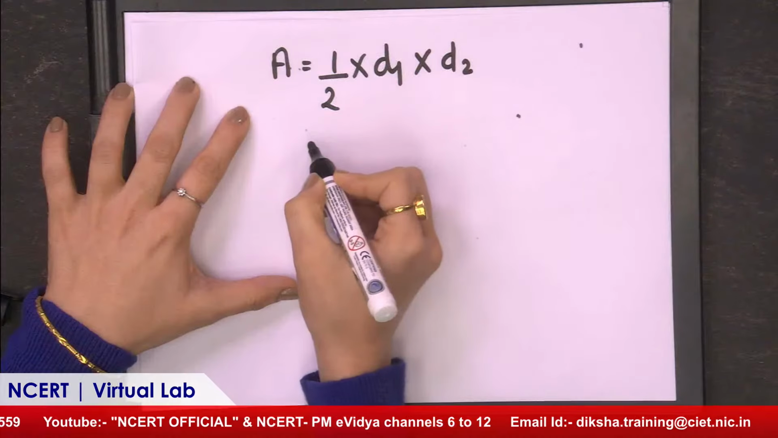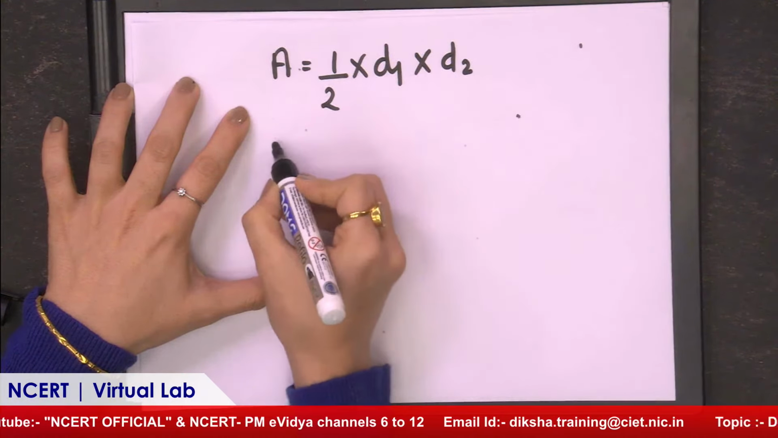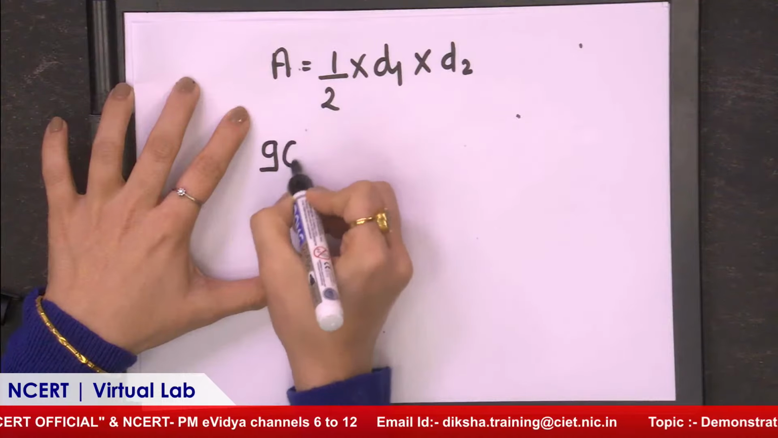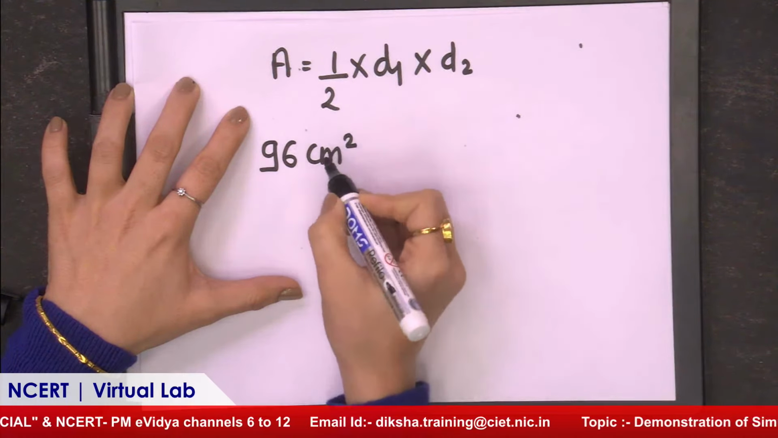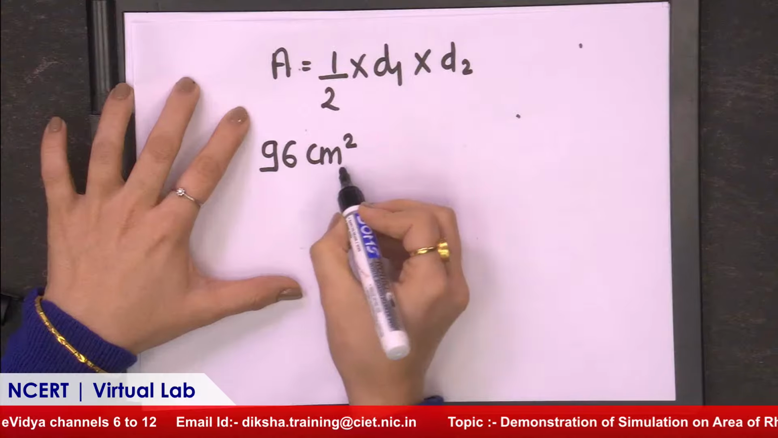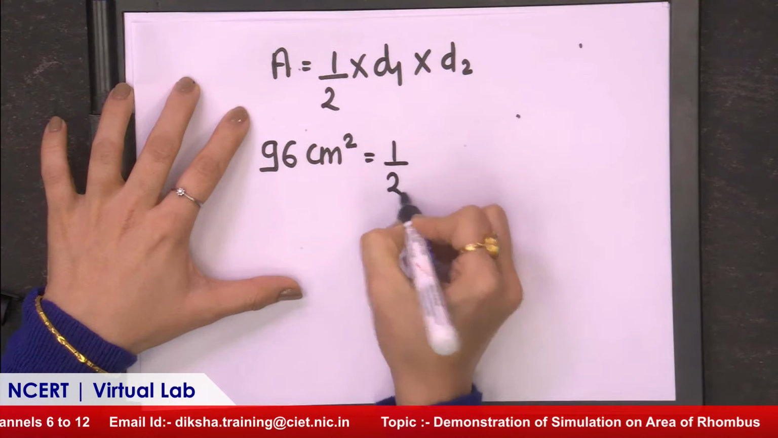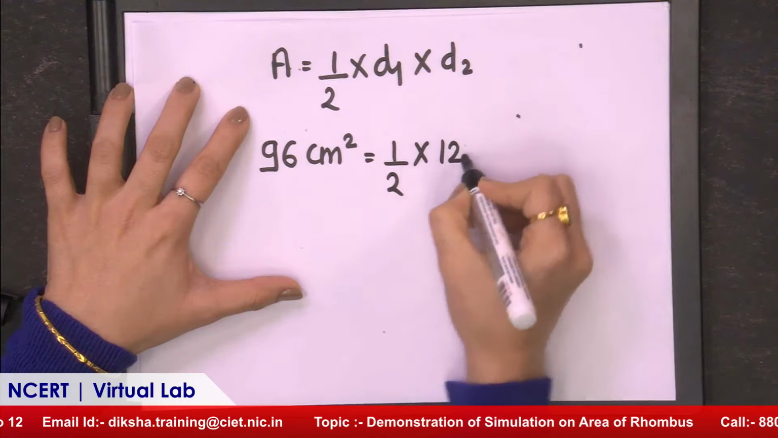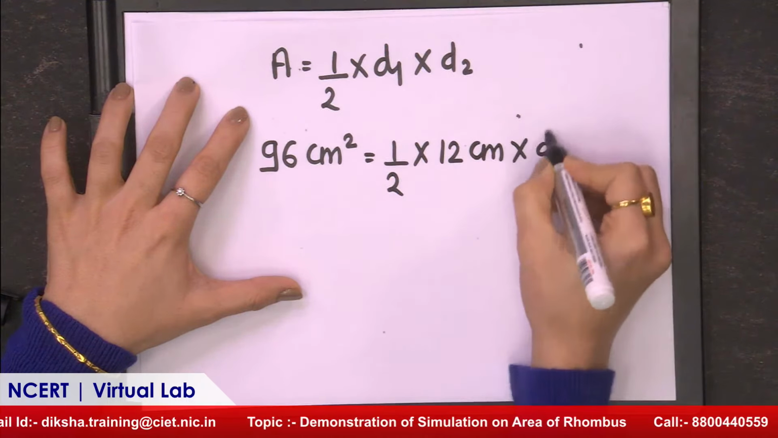It is given that the first diagonal is 12 and the area is 96, so this is 96 centimeter square. Whenever we are talking about area, the unit should be a square unit, so this is centimeter square. This is 1 by 2, and the first diagonal is 12 and the second diagonal is D2.